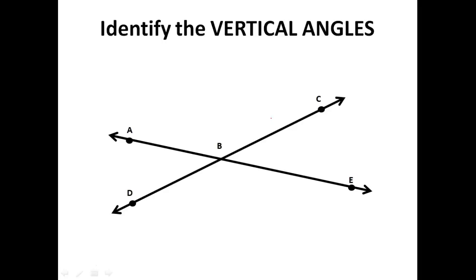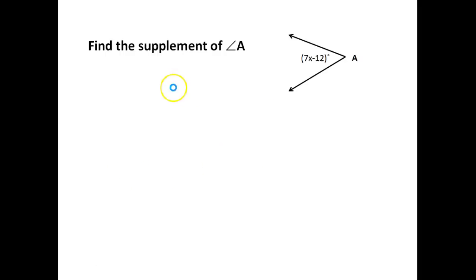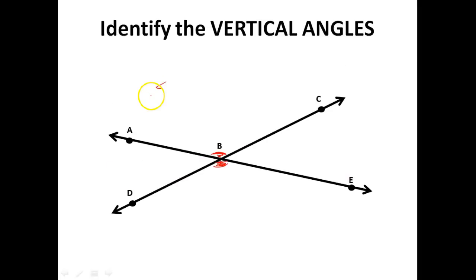So here, I will ask you, identify the vertical angles. Pause the video and just try to identify the vertical angles. All right, so here you have your two intersecting lines. I know that this angle and this angle, these two angles are vertical. So angle ABC and angle DBE are vertical angles.